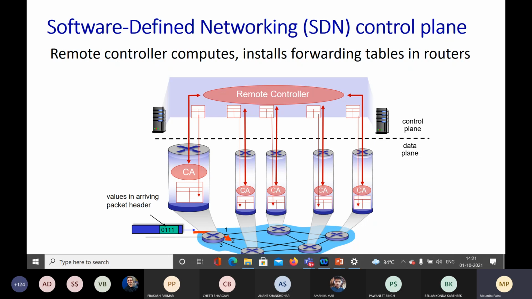So forwarding is the data plane functionality, and at the control plane, the remote controller basically computes, given the destination address, what's the path and what should be the corresponding forwarding table entry, and then that is transferred to the corresponding routers. So that's the control plane functionality here.